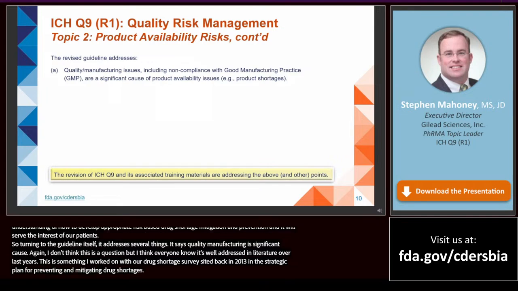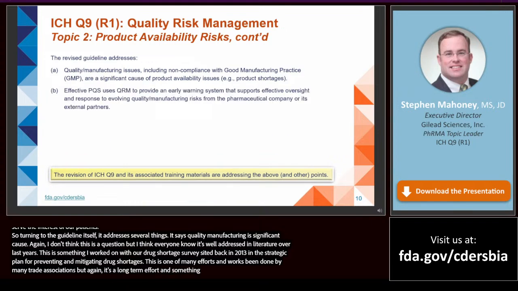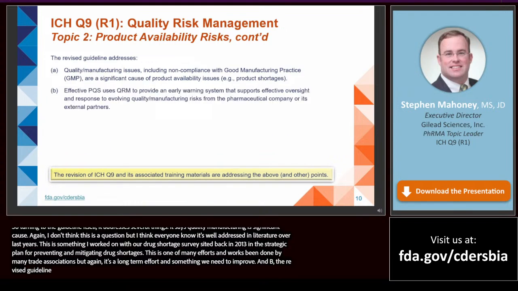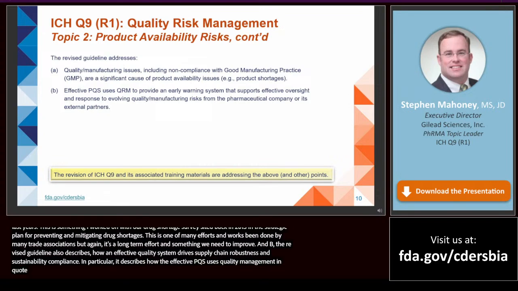This is just one of many efforts and works that have been done by different trade associations. But again, it's been a long-term effort, and it's something that we're hoping to improve with this language. In B, the revised guideline also describes how an effective pharmaceutical quality system drives both supply chain robustness and sustainable compliance. In particular, there's specific language in the guideline that describes how an effective PQS uses quality risk management, quote, "to provide an early warning system that supports effective oversight and response to evolving quality manufacturing risks from the pharmaceutical company or external partners."